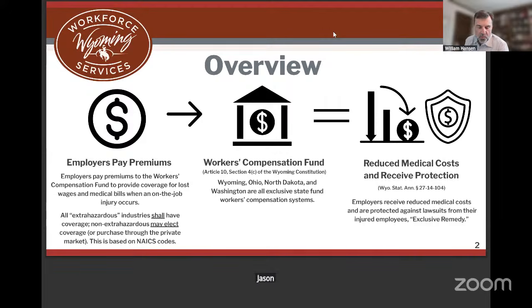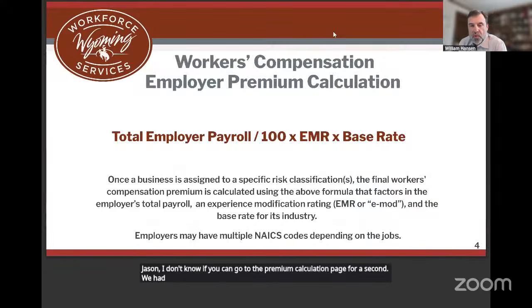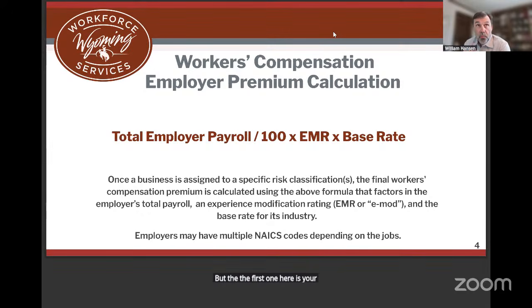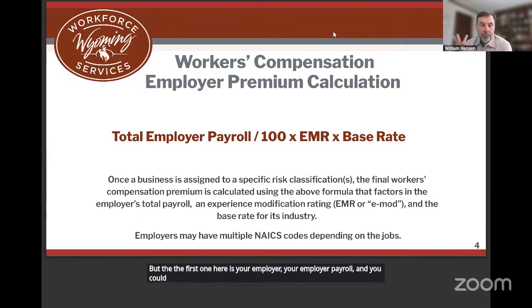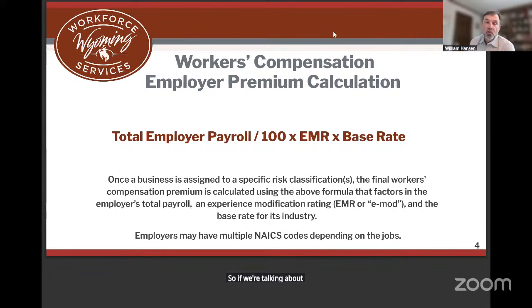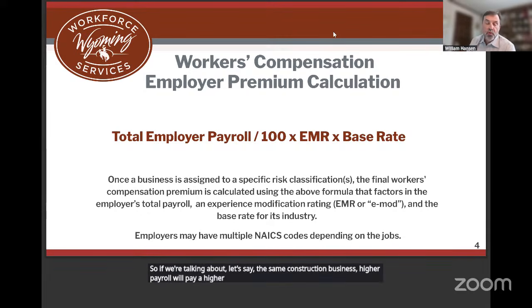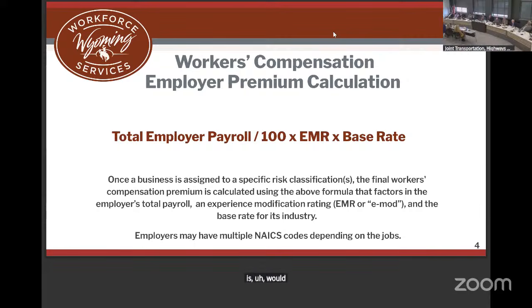Jason, I don't know if you can go to the premium calculation page for a second. There are three elements here, and there are some others that follow for discount programs, but the first one is your employer payroll, and you could consider that to be what we call the exposure base. That's a measure of the size of the business. So if we're talking about, let's say, the same construction business, higher payroll will pay a higher premium, which I think would make sense, right?